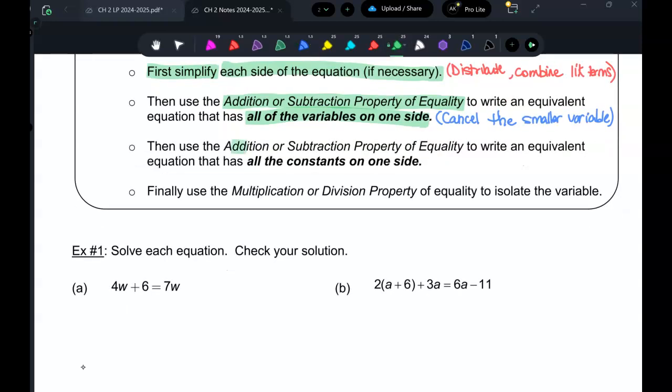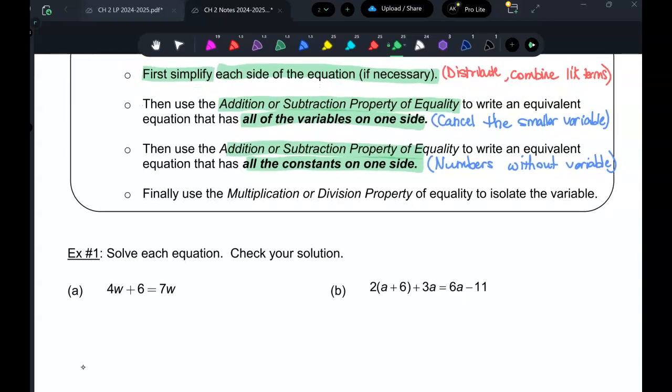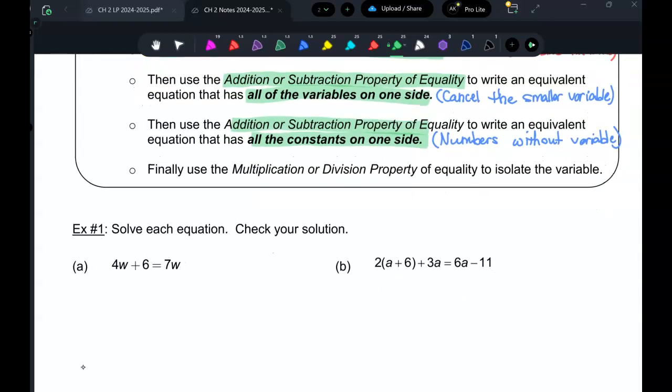After that, we're going to get all the constants on one side. Do you know what the constants are? Those are the numbers without any variables. So these are just plain numbers. Numbers without a variable. If it's helpful to you, we're going to walk through some examples, so hopefully you'll see the steps. And then last, we're going to do multiplication or division to isolate the variable.